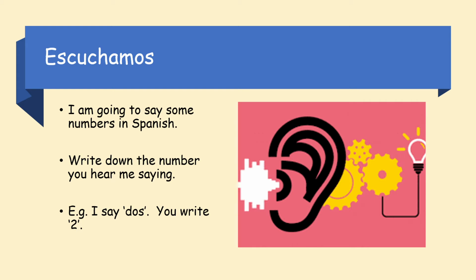Number 1, dos. Cuatro. Cinco. Diez. Tres. Doce. Siete. Seis. Once. Uno. I'll repeat those again. Dos. Cuatro. Cinco. Diez. Tres. Doce. Siete. Seis. Once. Uno.